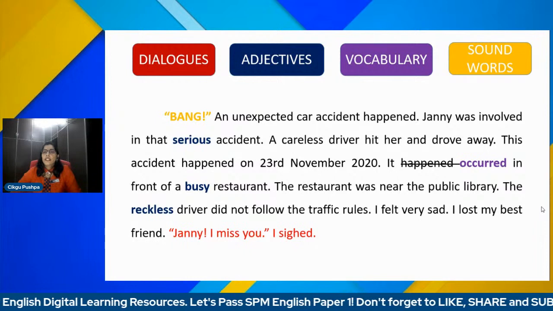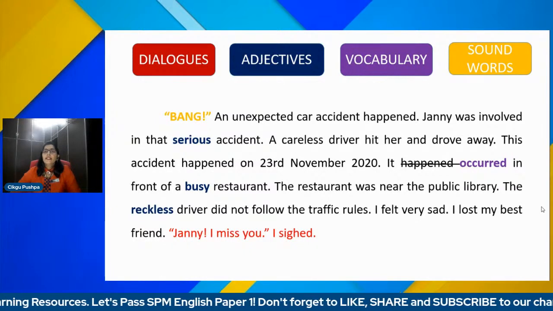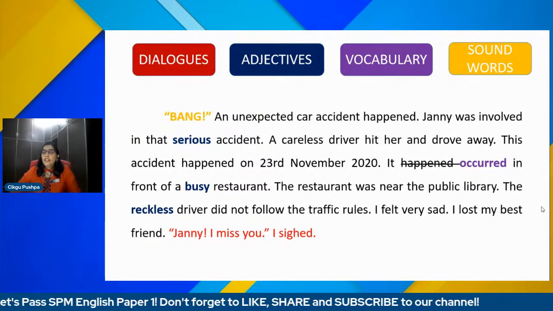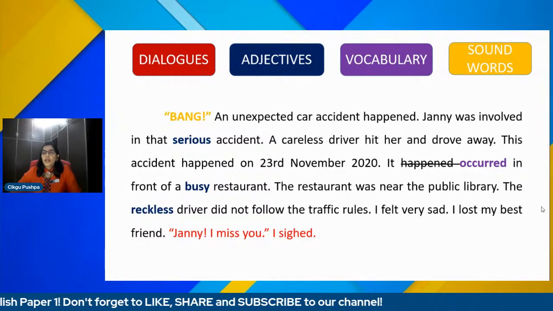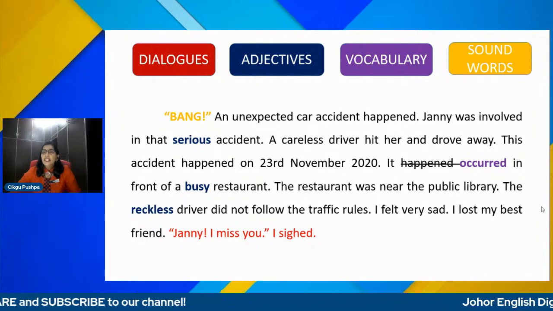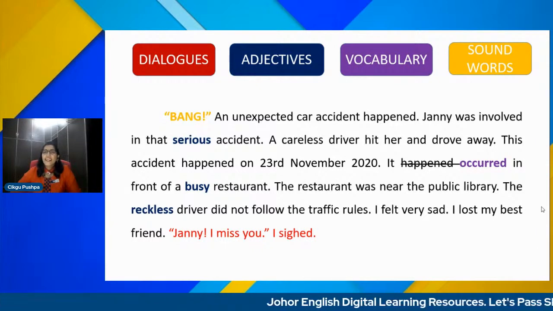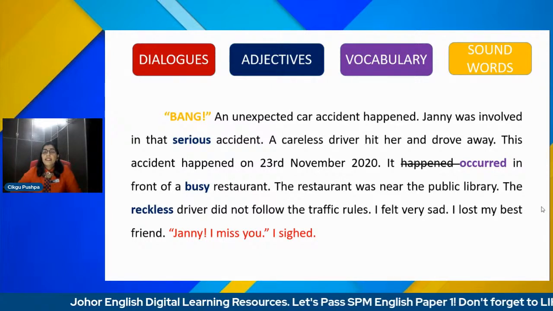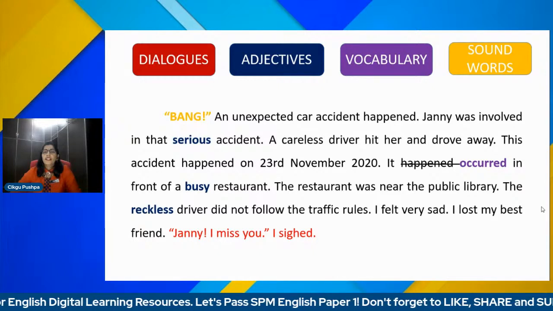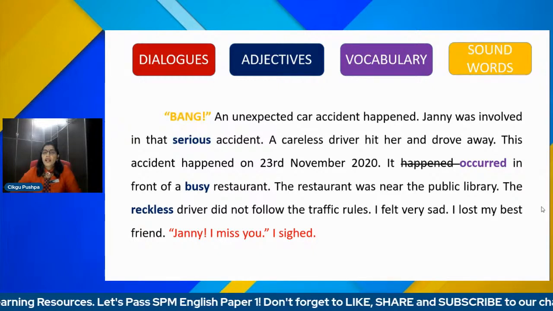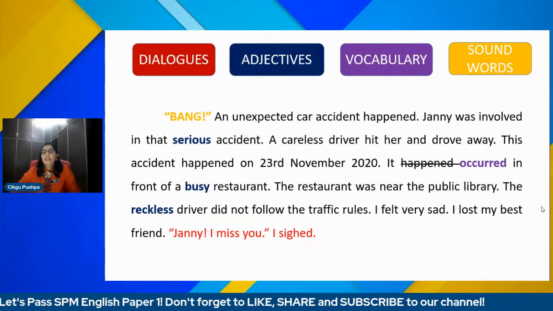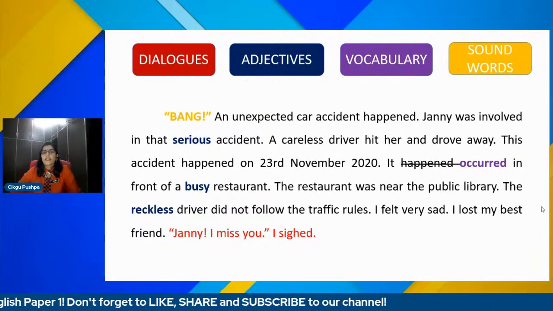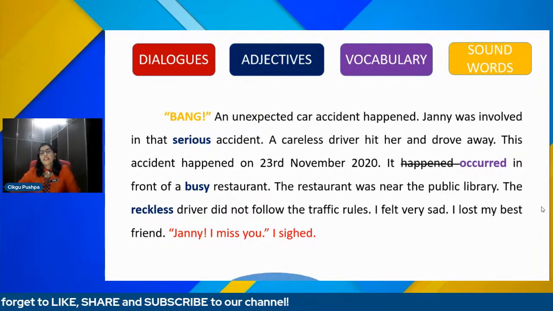The restaurant was near the public library. The reckless driver. Remember just now you did mention careless driver. So here comes another word for careless, reckless. Learn new words and this is how you are going to get more marks. All right? And finally, you end your paragraph by bringing in a very simple dialogue. Jenny, I miss you. I sighed. Sighed means feeling sad, you're too sad. Right. So your paragraph is done.